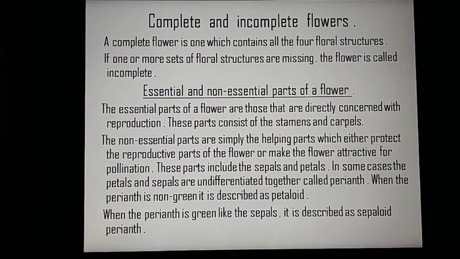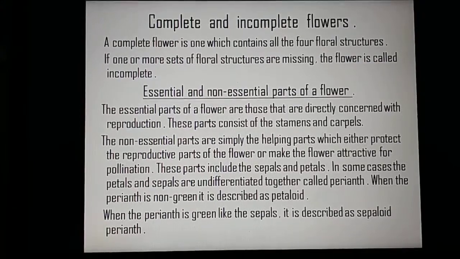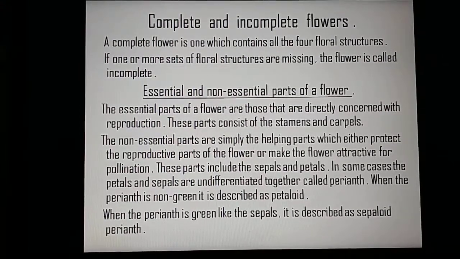In some cases, the petals and sepals are undifferentiated and together called perianth. Perianth is the outer part of a flower consisting of the sepals and petals. Okay, and when the perianth is non-green, it is described as petaloid. And when the perianth is green like the sepals, it is described as sepaloid perianth.